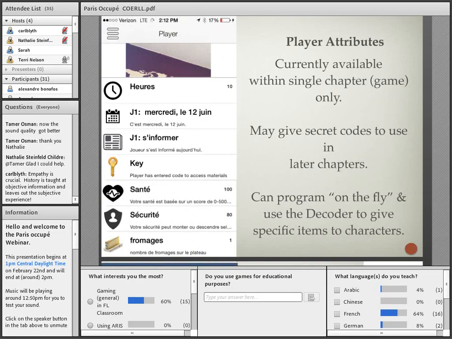Characters or players have attributes. You can see some of the attributes here. It tells you what time of day it is and what day of the week it is. The J1 Saint-Farme shows whether they actually picked up the newspaper. They're required to pick up the newspaper or listen to the radio every day. There are also their health score and their security score, and this person has already put one cheese in their cheese plate for the dinner.